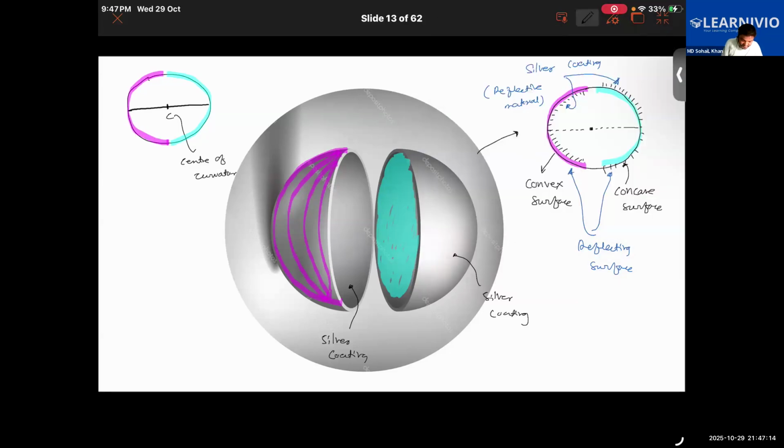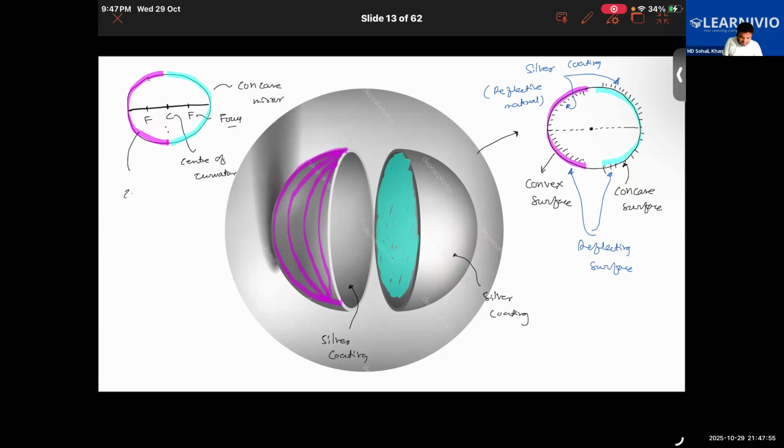The distance between the center of curvature and the spherical mirror, in the middle of that distance, this point is called the focus. Getting it? There will be focus here also, right? Yes or no? Yes, sir, in the middle there will be focus. In between the center of curvature and the mirror, there will be focus. Okay, and that is a concave mirror, as you know.